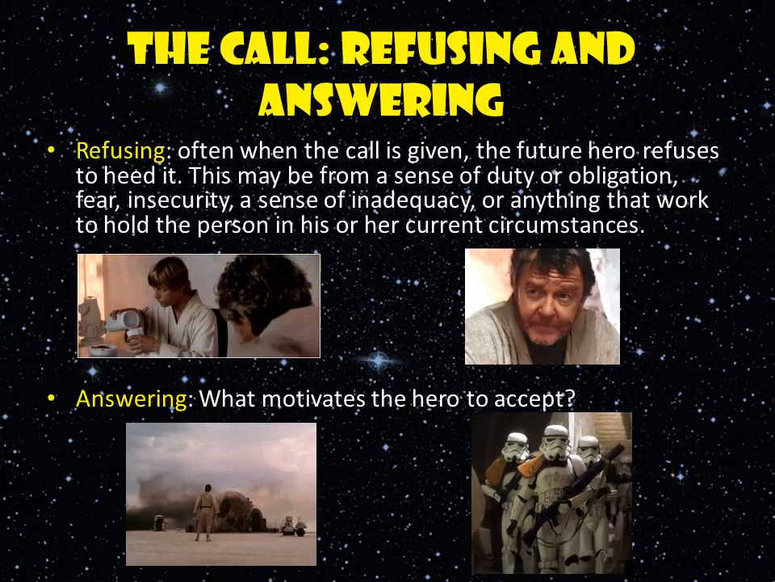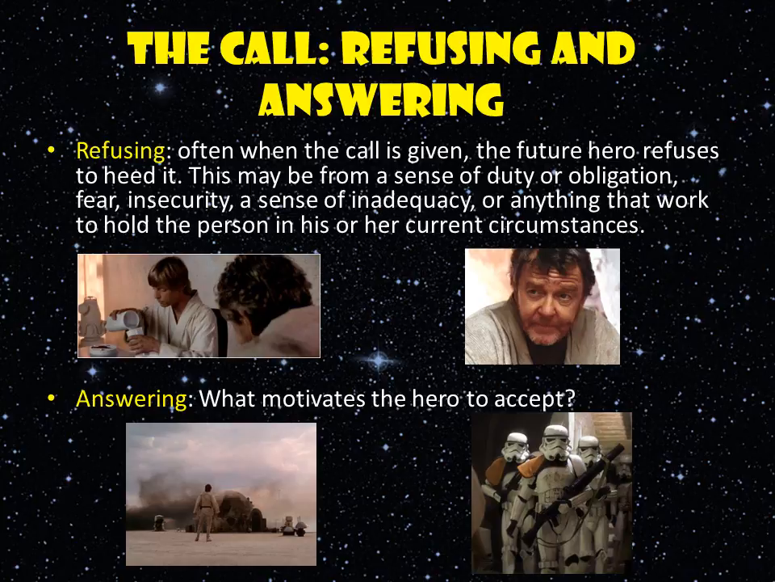But before he can either accept it or refuse it, at first he refuses it. Refusing comes when the hero usually is forced into refusing, and this may be from a sense of duty or obligation, fear, insecurity, a sense of inadequacy, or anything that holds the person in his or her current circumstance. So in the movie, Luke wants to break free, but his Uncle Owen tells him that he has to stay and work on the farm.